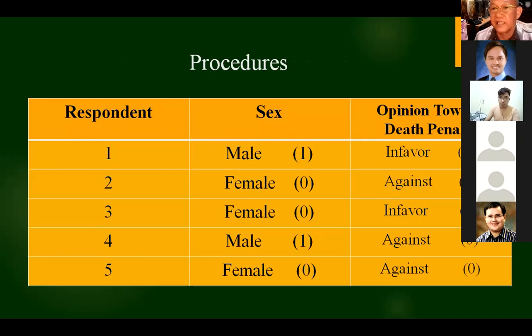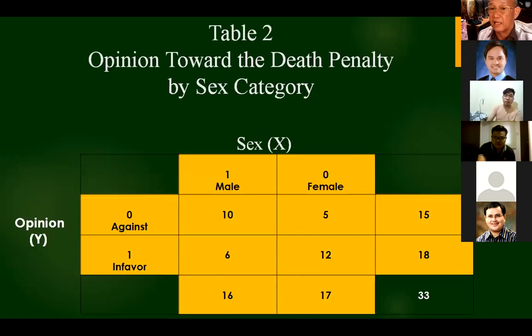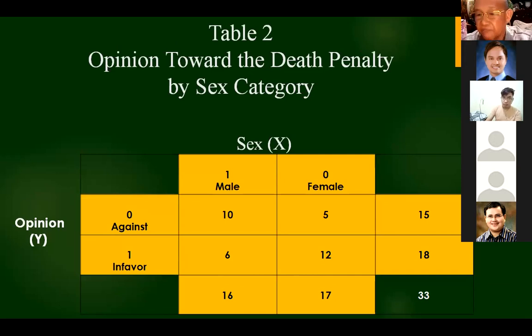Ayan yung entry, ganyan, ano? Respondent, tapos sex, tapos opinion. Afterwards, ito yung final. Sinamarize natin. In other words, out of 33 respondents, 10 male respondents were against death penalty. No? Only 6 are in favor.